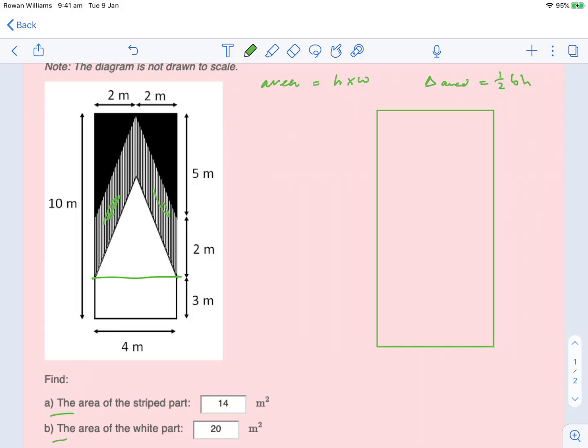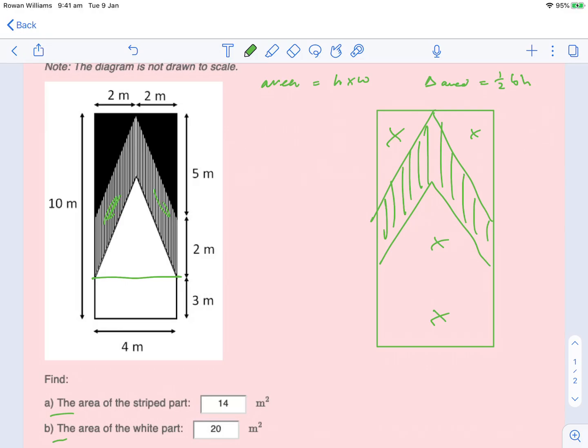What I want to do is work out the area of this whole shape, and then I'm going to take away the areas that I'm not interested in. That will leave me with just the stripe part. So if I want to know the stripe part area, I've got to work out the whole area and then take away the bits that I'm not interested in.